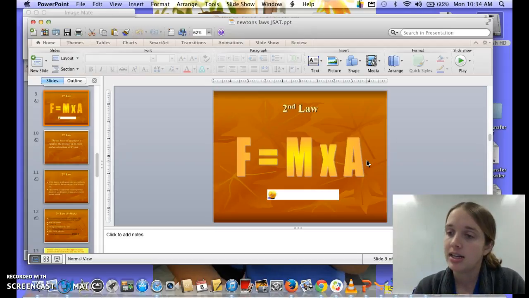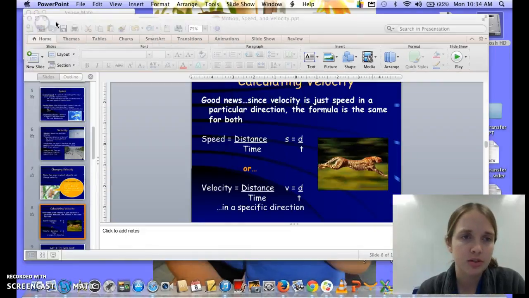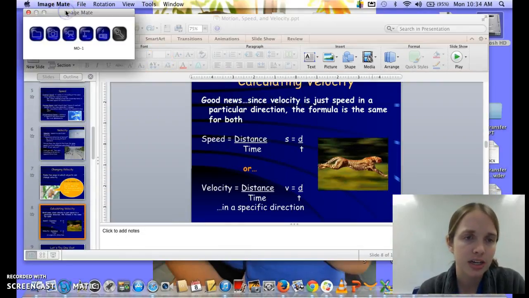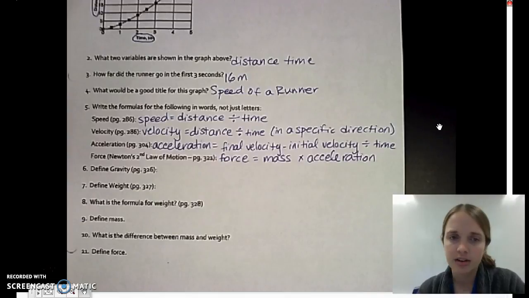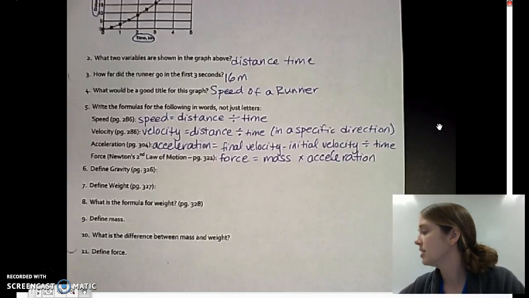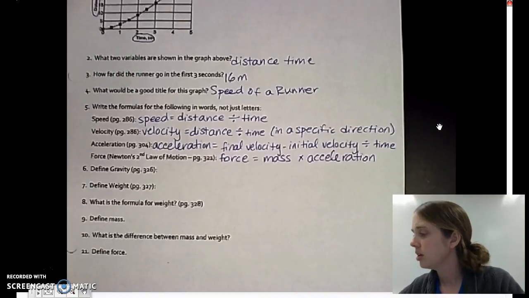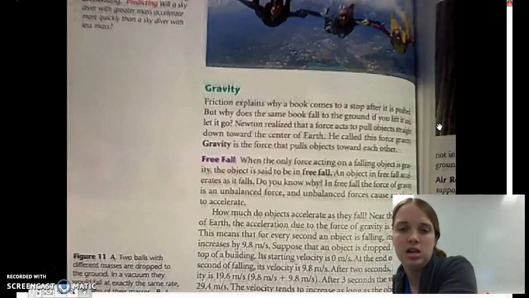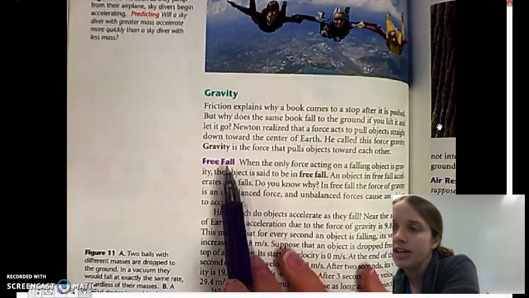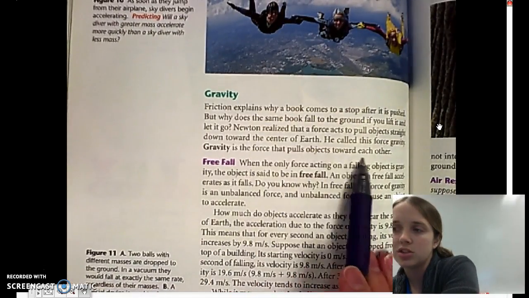All right, next up, it says define gravity. We haven't talked about this one as much, but we do need to recognize the difference between mass and weight, and in order to do that, we need to understand what gravity is. Gravity is on page 326, and it states gravity is the force that pulls objects toward each other.